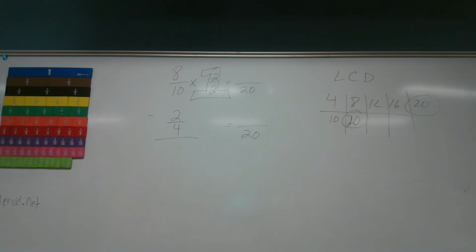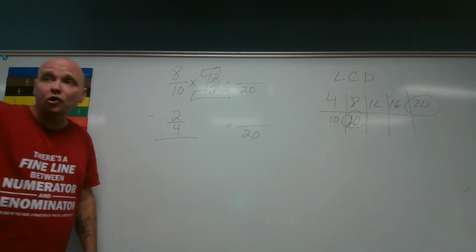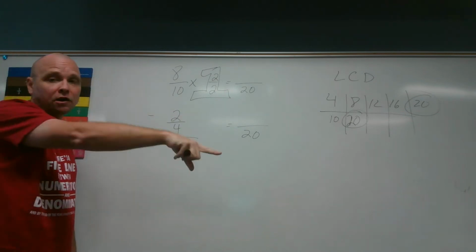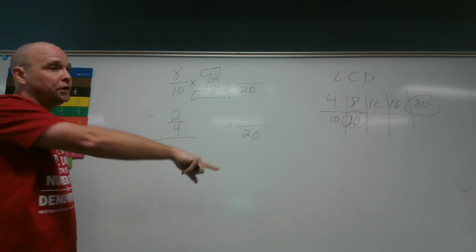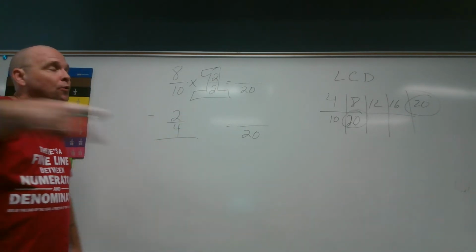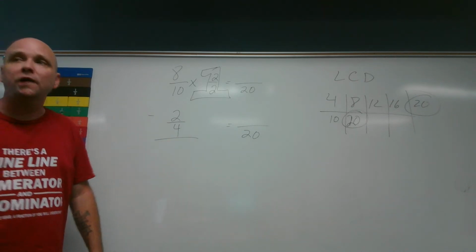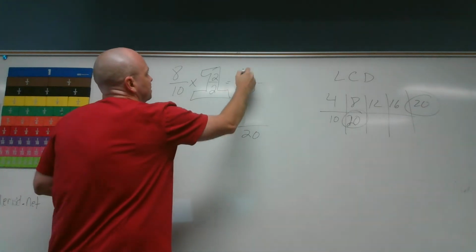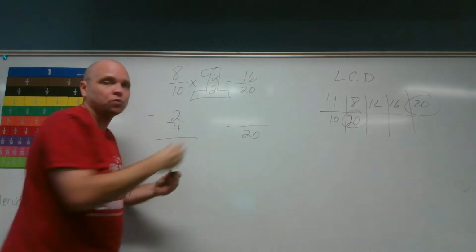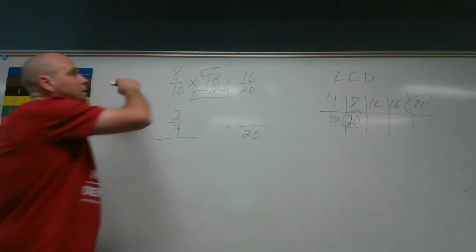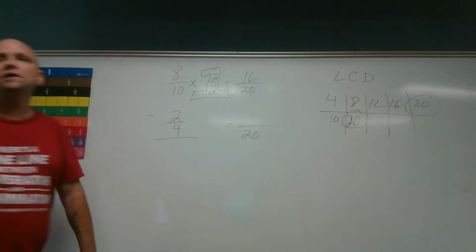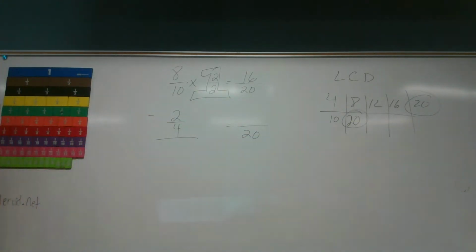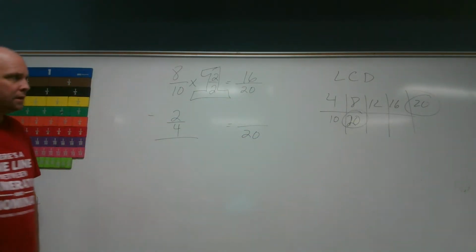16. And then when I multiply fractions, so there are two problems on there where you have to multiply fractions, when you multiply fractions, you go straight across. You with me, Brady? Yes. 8 times 2 is 16. 10 times 2 is 20. Multiplying fractions, numerator times numerator, denominator times denominator.